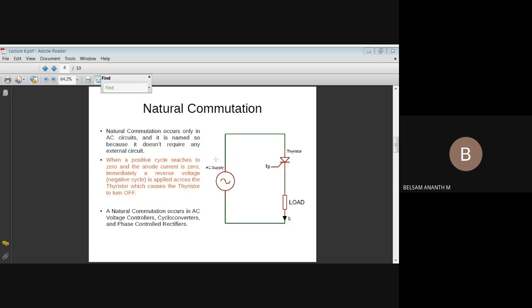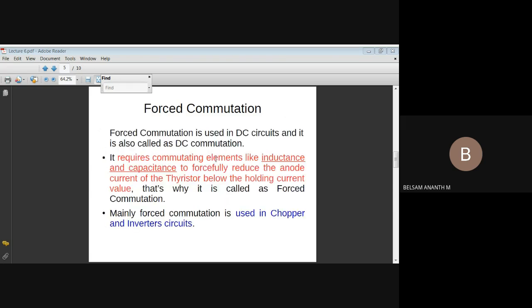Please remember, and also due to two sets of operations, one may be turn on and another one may be turn off. And the forced commutation, we are trying to use it in the DC circuit. Earlier one, we were trying to use it in the AC circuit. Now this one, we are trying to use it in the DC circuit. And this forced commutation requires inductance and capacitance. That means it is trying to reduce the anode current of the thyristor below your holding current. Please remember, that's why it's called forced commutation. That means we are trying to reduce the anode current below the holding current value of the SCR or thyristor.